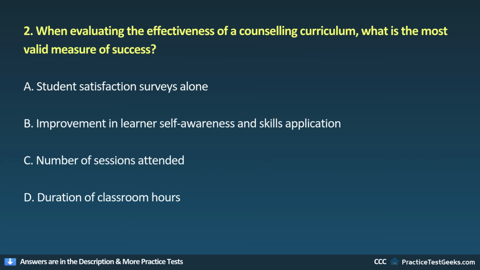2. When evaluating the effectiveness of a counseling curriculum, what is the most valid measure of success? A. Student satisfaction surveys alone. B. Improvement in learner self-awareness and skills application. C. Number of sessions attended. D. Duration of classroom hours.